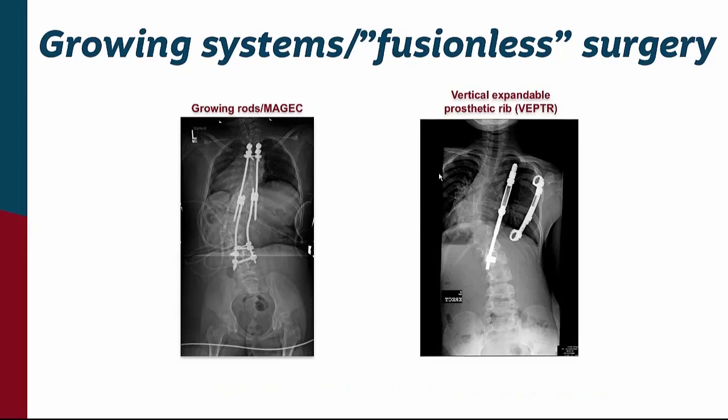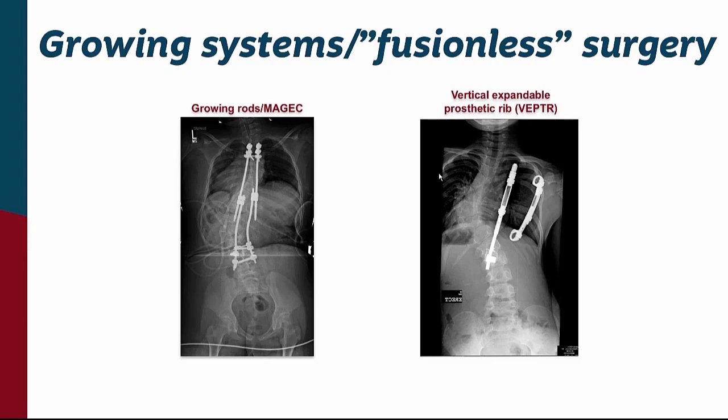In order to try to address this, different growing systems have been devised. The initial growing rod was spine fixation or rib to spine fixation and distraction posteriorly that allowed for growth. The newer iteration of this is the MAGEC rod, the magnetic expandable device that allows expansion magnetically through a device without reoperation. This is still in its infancy, and so we're still learning about that.